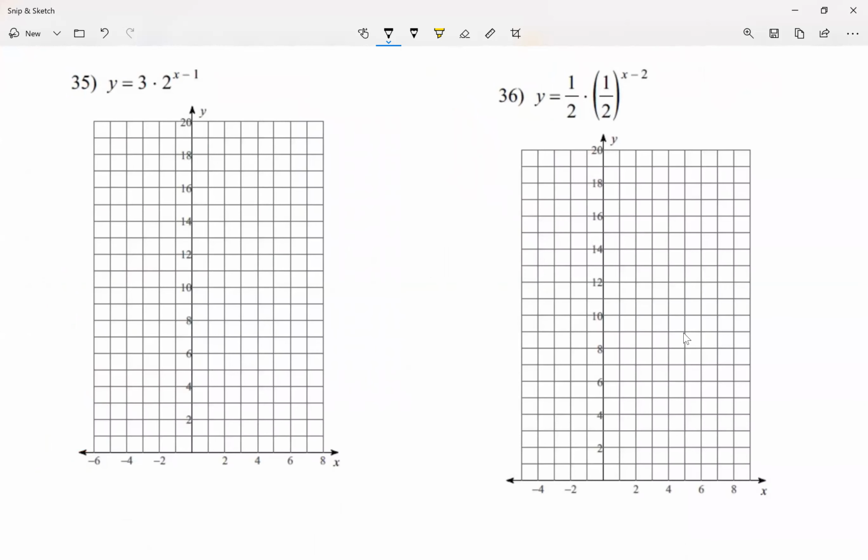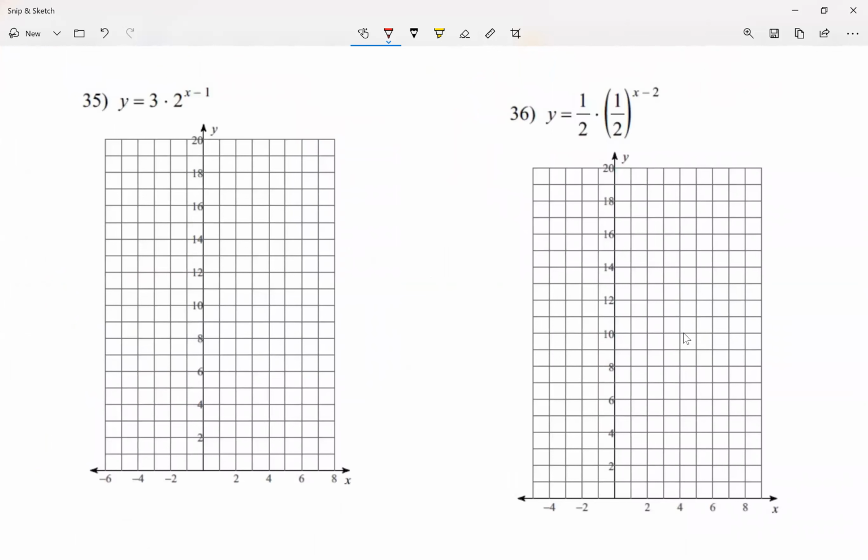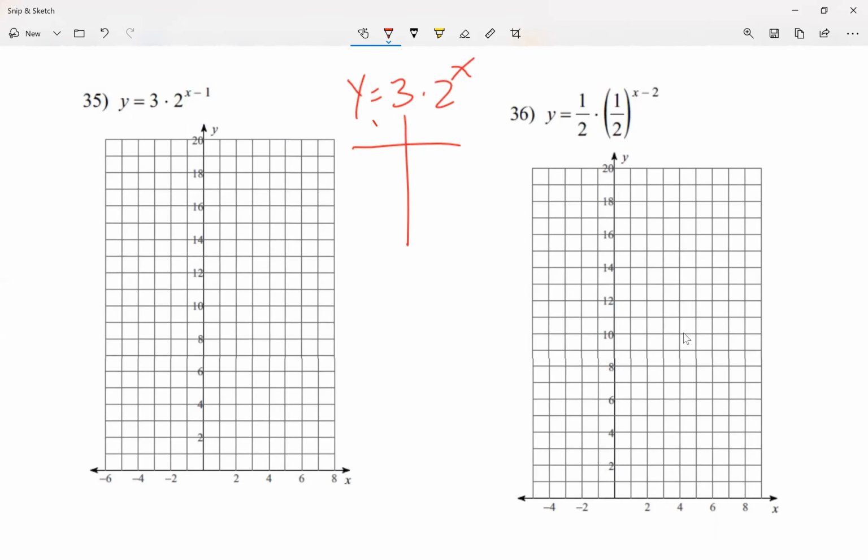Let me think of the function y equals 3 times 2 to the x. I know in there it says x minus 1, but I'm just thinking of the x. I'm ignoring the -1 for right now. Let me create a table of x's and y's. My x values are going to be 0, 1, 2, 3.